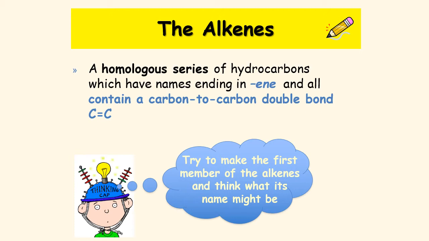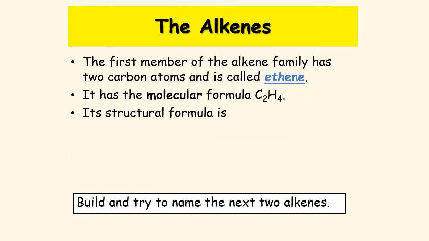Now, keeping in mind that we need a double bond between two carbon atoms, what do you think the first member of the alkenes will be? And using the prefixes that you learned last time, what do you think its name might be? Well, the first one is actually ethene. Because you need a double bond between two carbon atoms to form an alkene, there's no such thing as methene, because there's only one carbon atom and it's incapable of forming a carbon-to-carbon double bond.